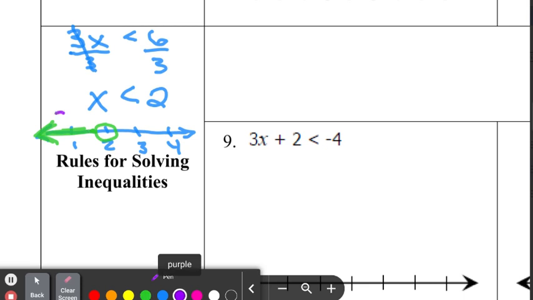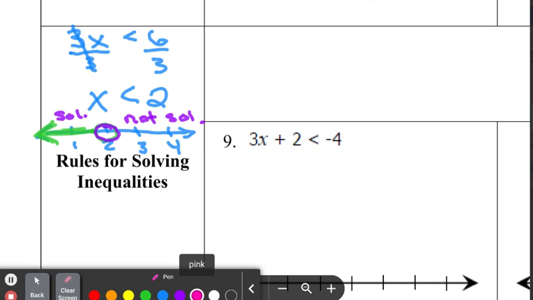anything on the arrow is part of the solution, which means our inequality is true. Anything not on the arrow is not part of the solution, which means if we check our work, it would be false. The actual circle is kind of up for debate. If it's not colored in, it's not part of the solution. If it is colored in, it is part of the solution. So let's check our work.